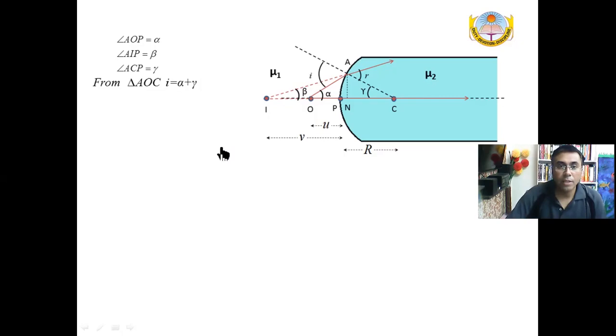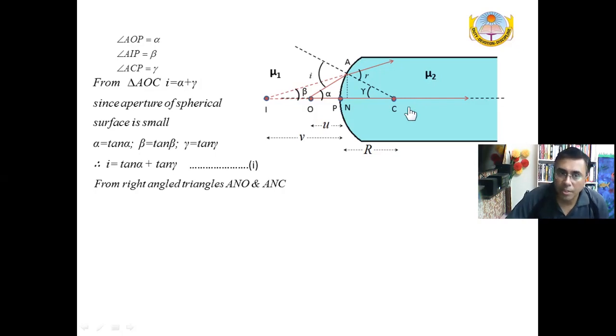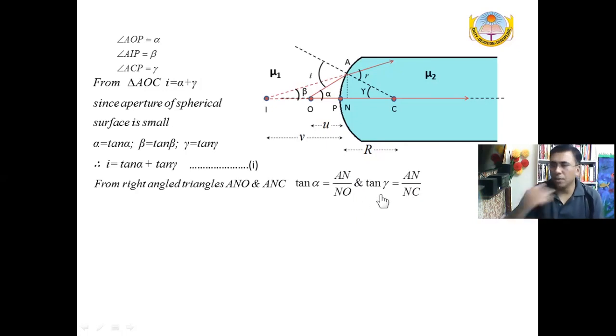Okay. Now since alpha, beta, and gamma are small angles, I can write alpha as tan alpha, beta as tan beta, gamma as tan gamma. So this relation becomes i equals tan alpha plus tan gamma. Now if you consider the triangle ANO and triangle ANC, I can write tan alpha as AN upon NO and tan gamma as AN upon NC. Okay. If you just consider the steps, these steps are exactly the same as the steps which you have done in the previous case.